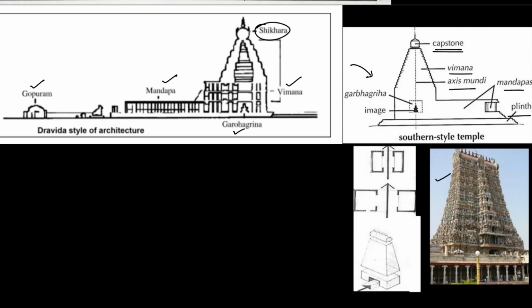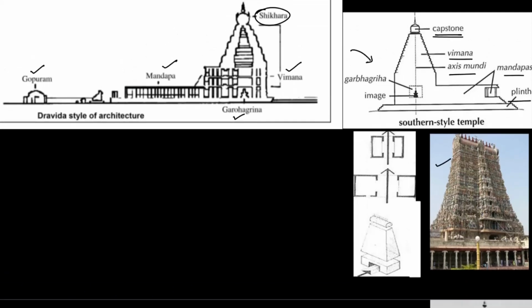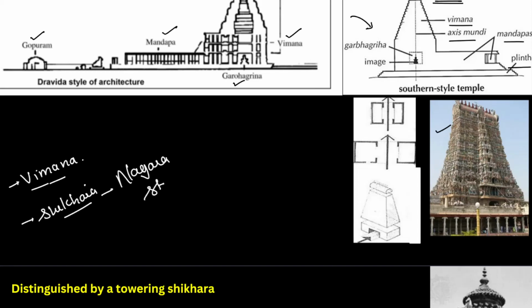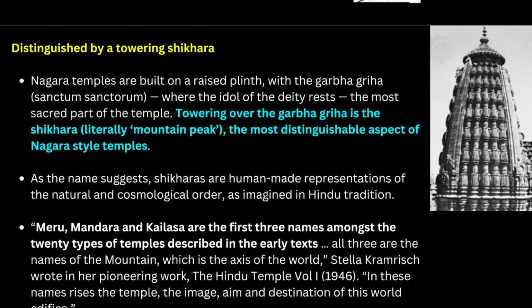Here you can see a picture of the vimana. So vimanas are very elaborately built in the Dravidian style temples, and vimanas are the prime feature of the Dravidian style. The shikhara, however, is the pramukh or prime feature of the Nagar style. Let's move forward, distinguished by the towering shikhar.